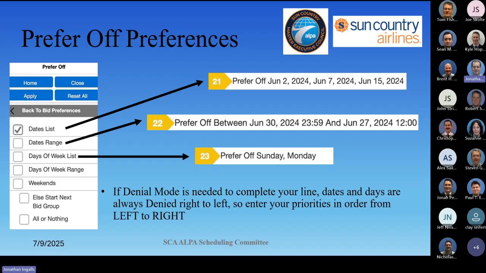If it has to deny that entire line and gets to June 30th at 23:59, then it moves on to line 21 and says, okay, you prefer off June 2nd to June 7th, June 15th. Because June 15th is the last one, we deny that first, then June 7th, then June 2nd. And you could put anything you want there. You pick the order of what's important to you to be denied in what order. The system reads denies in the order of bottom to top, and right to left. So always order the things that are important to you from most important to least important, top to bottom and left to right.